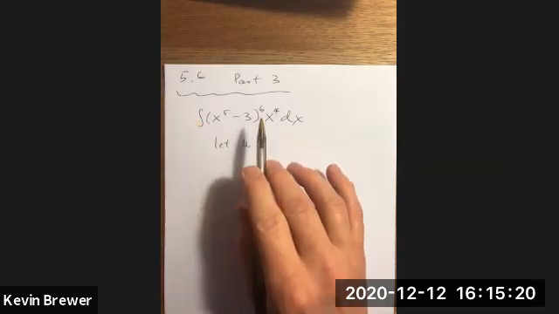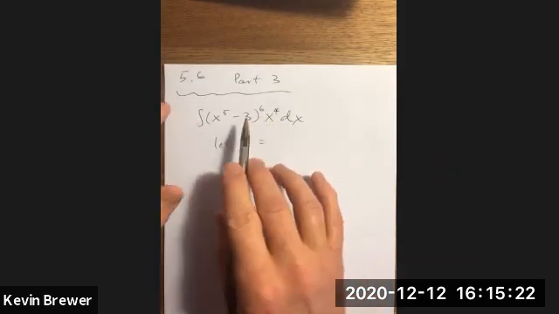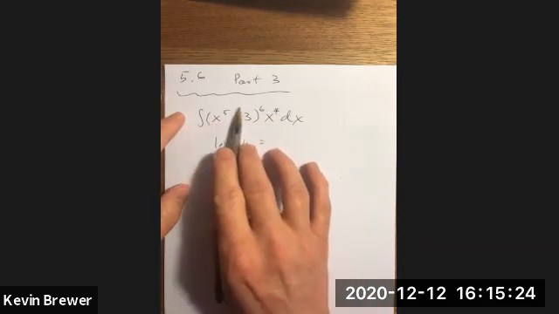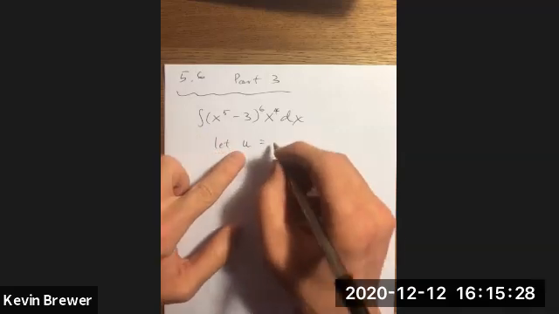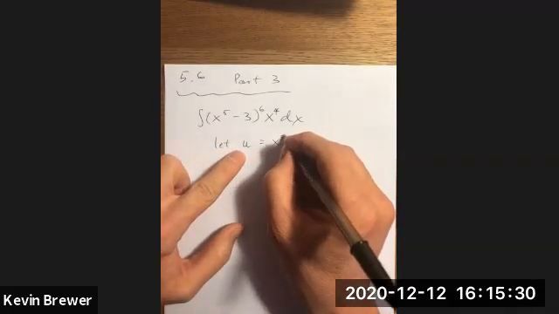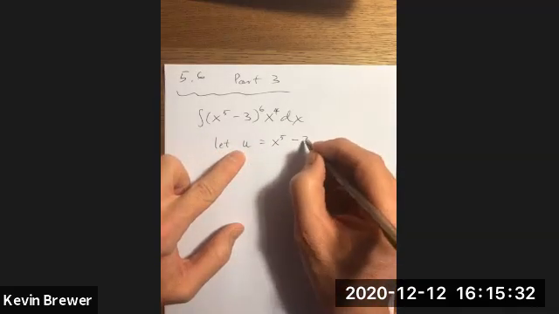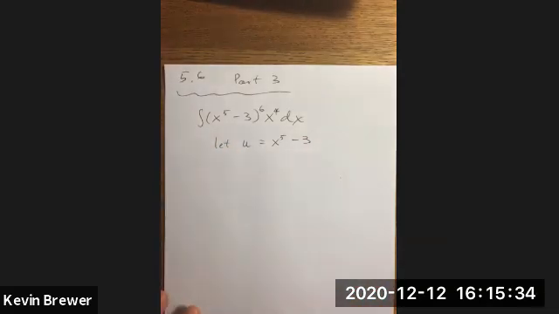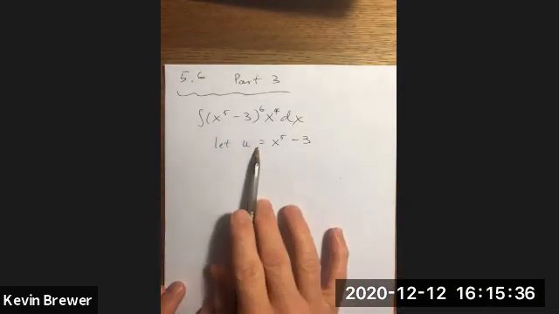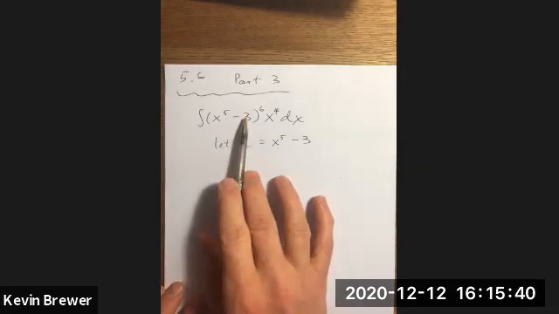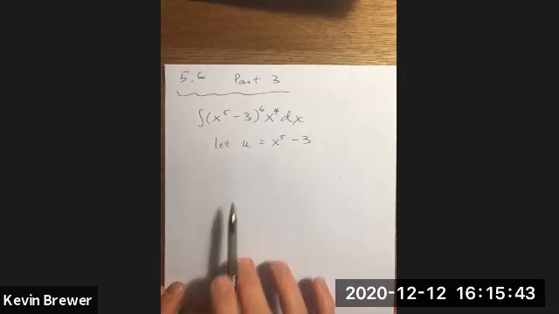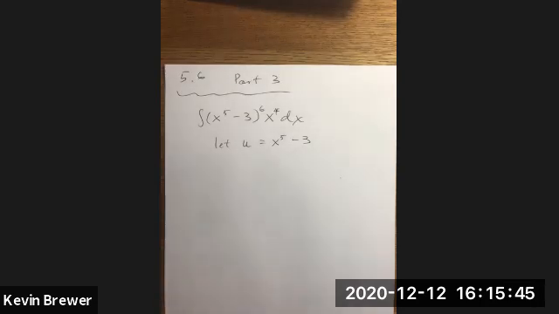Raising to the 6th power, that's the outside function. The inside function is the function that gets raised to the 6th power. So we let u equal x to the 5th minus 3. So that's where I'm going to stop. You continue on, take du, set up the integral, evaluate it, and then press play.